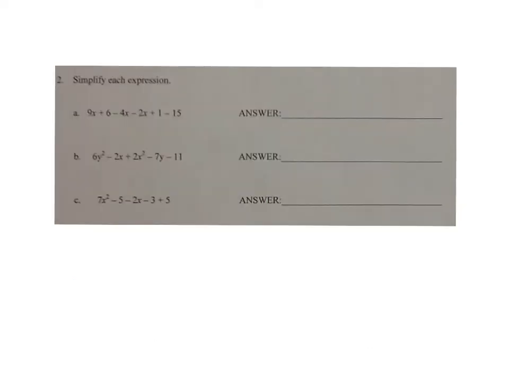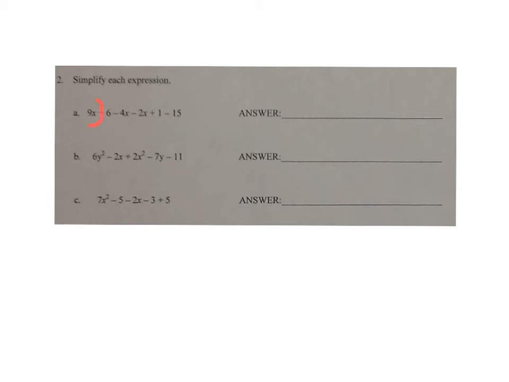All right, in problem 2, there are 3 different problems to do, A, B, and C, and our directions are to simplify. So what we're going to do is combine the like terms, those terms that have the same variable and exponent combination. Let's start by circling our like terms.